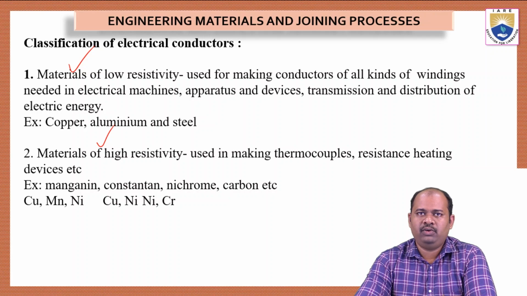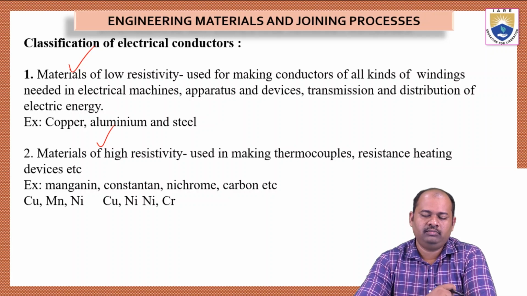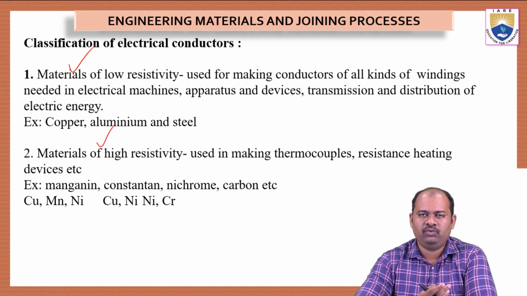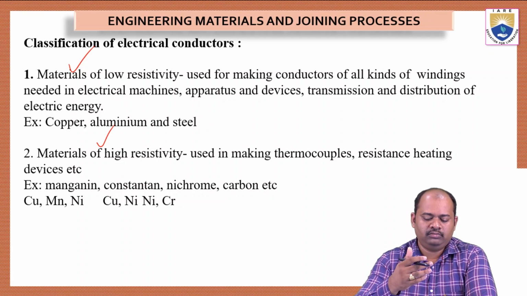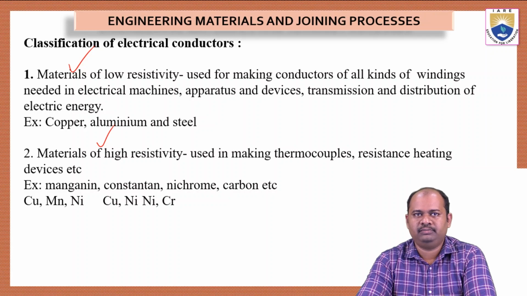Materials of low resistivity are used for making conductors of all kinds of windings needed in electrical machines. So if we have an electrical machine, we will use some kind of copper windings in them. This is a low resistive element. Because of its low resistivity, copper is widely used, and also it is very cheap when compared to some other materials like gold. Gold has very low resistivity when compared to copper, but it is very costly.